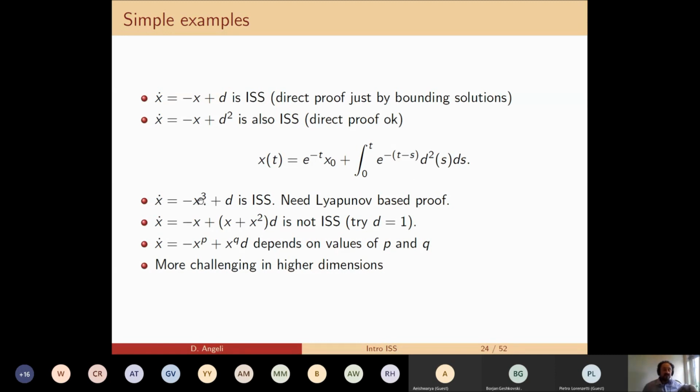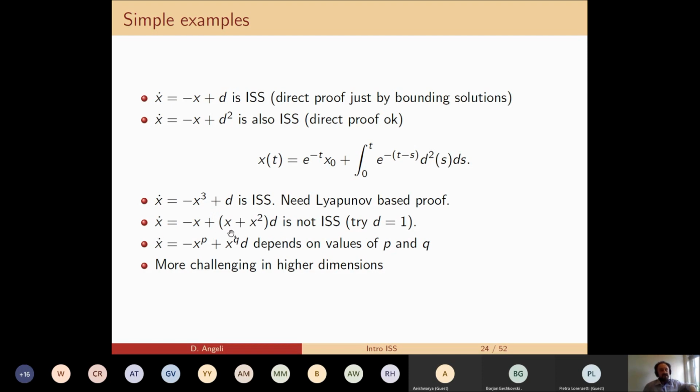If instead you start having nonlinearities in your state as well, then really you need a Lyapunov-based proof, because non-Lyapunov-based proofs are very hard to come by. Normally they require a lot of effort, really. So for these examples, one can do Lyapunov-based proof.